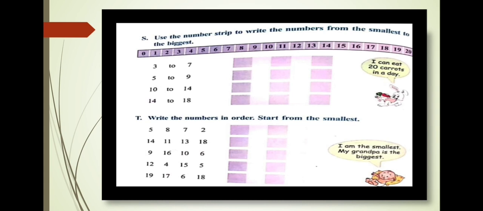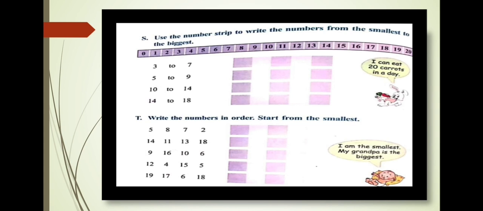So tell me which is the smallest number from 4, 5 and 6? Yes, the number 4 is the smallest. So it will come in the first box. Now the number 5 is bigger than number 4. So it will come in the second box. Now the number 6 is the biggest of all the 3 numbers. So it will come in the last box.